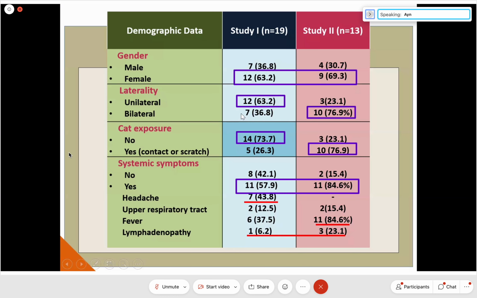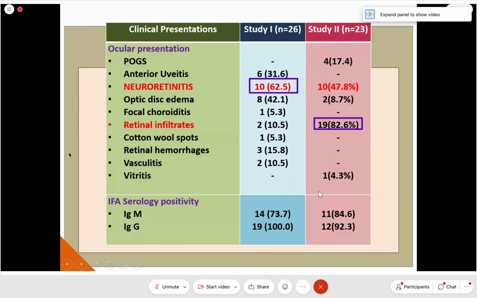Both studies found that females are slightly more predominant compared to males, but in the USM study most of them have unilateral disease, while in HSA they found more bilateral cases. Interestingly, in the USM study there is no history of direct cat exposure compared to HSA-JB, and of course systemic symptoms occurred in more than 50% of the patients. Neuroretinitis is the most common ocular finding in the USM study, but in SHJB, although neuroretinitis is quite a common finding, the most common finding is retinal infiltrates.